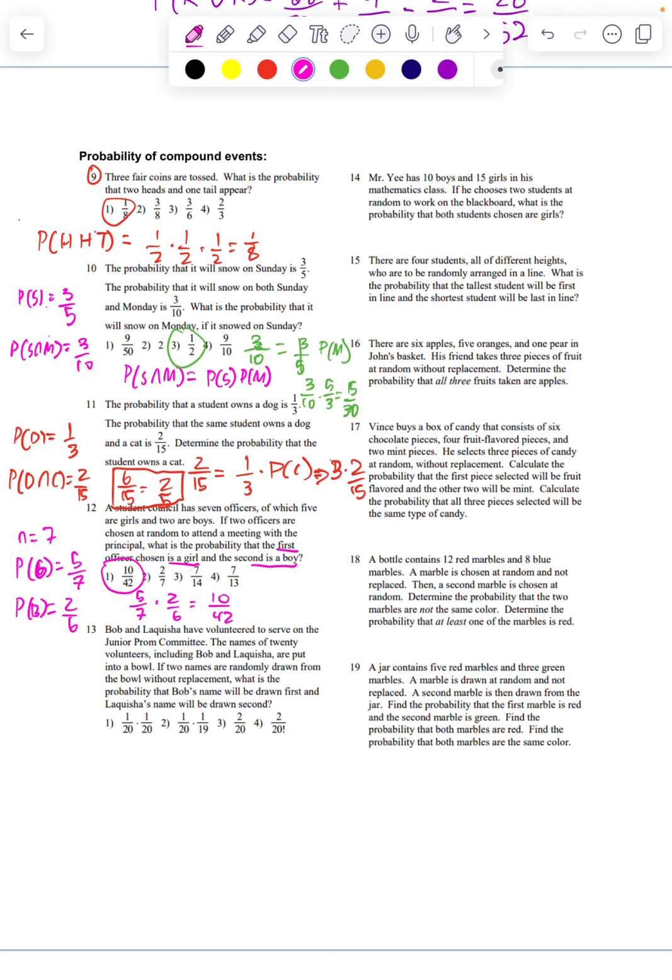Again, taking away class time, principal should not be doing that, especially this close to the Regents.